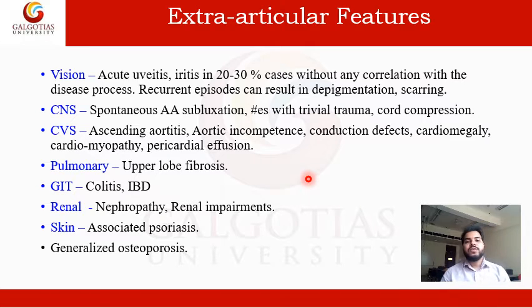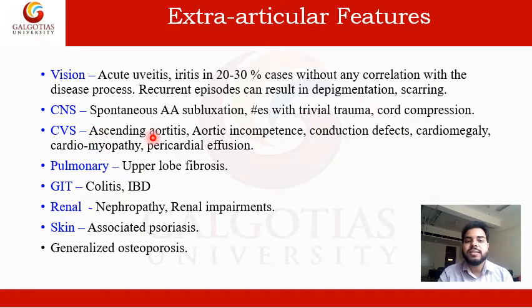Then some extra-articular features. Extra-articular means other than the joints: the vision, central nervous system, cardiovascular system, pulmonary, GIT, renal, and skin. Vision: acute uveitis, iritis, in 20 to 30% of cases, without any correlation with the disease process. Recurrent episodes can result in depigmentation or scarring.